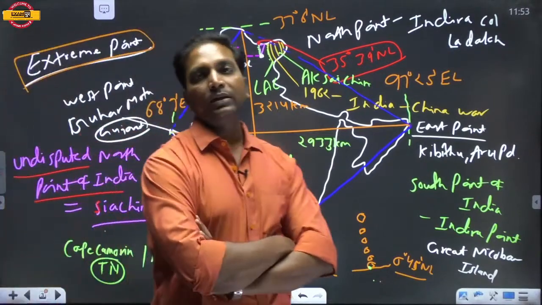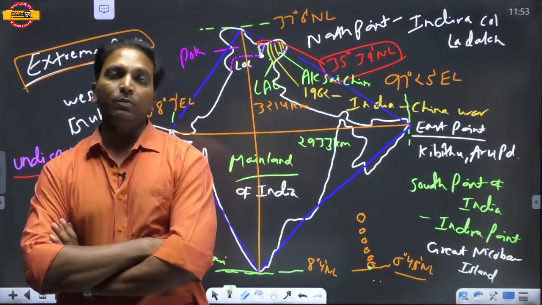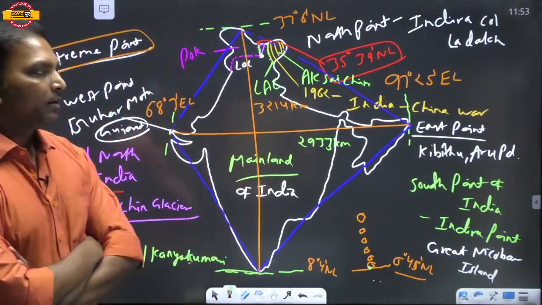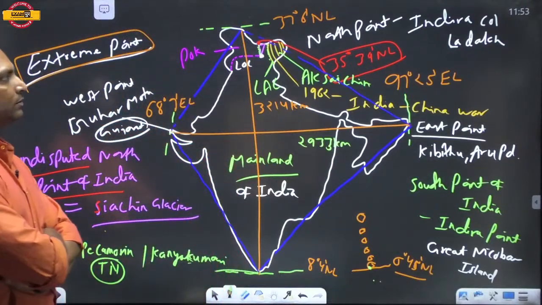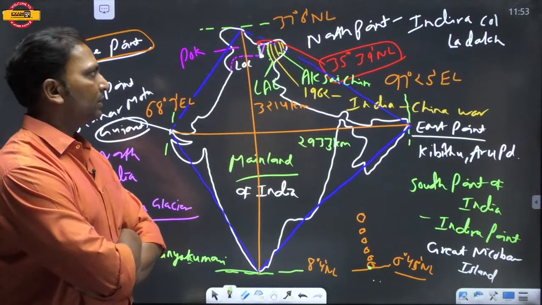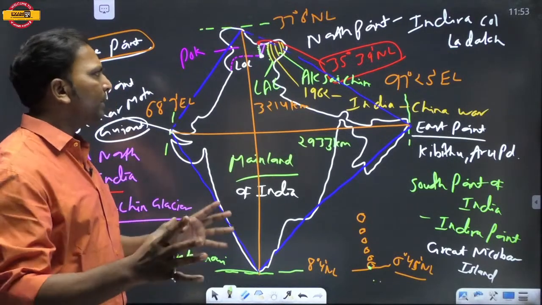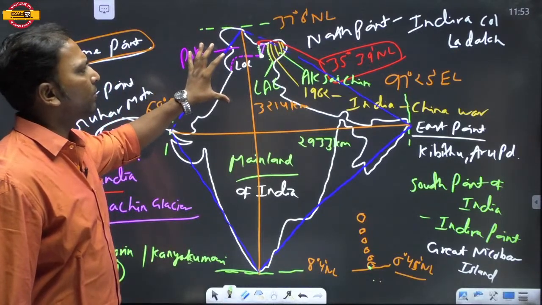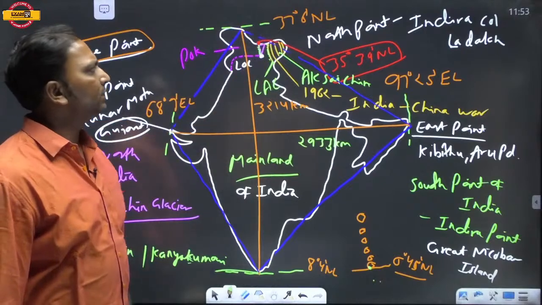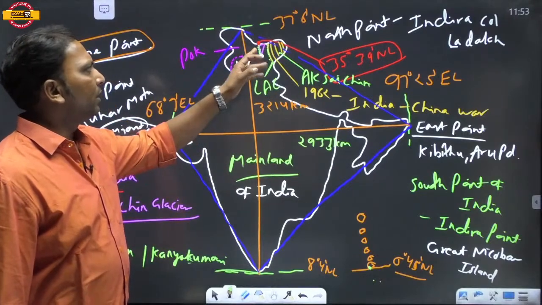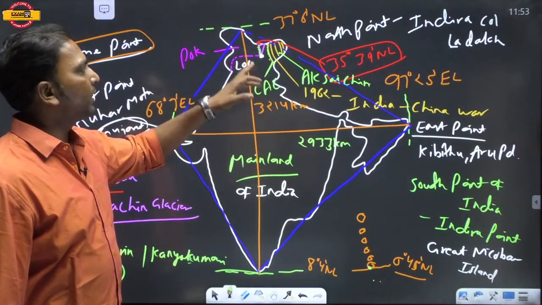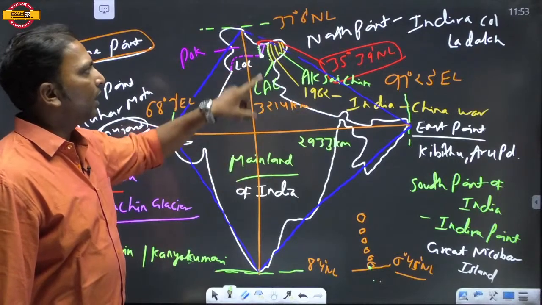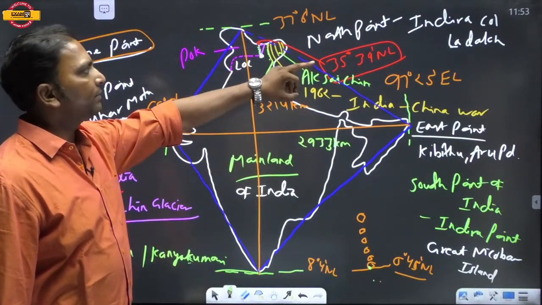The extreme points of India are the north point, the south point, the east point, and the west point. So we have seen the details of the extreme points. Also, we have taken some points about the POK region, the Pakistan Occupied Kashmir, and the Aksai Chin. And then we have seen the undisputed north point of India: it would be the Siachen Glacier, at 35 degrees 39 minutes north latitude.